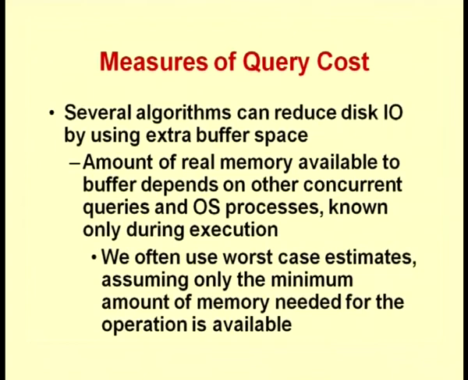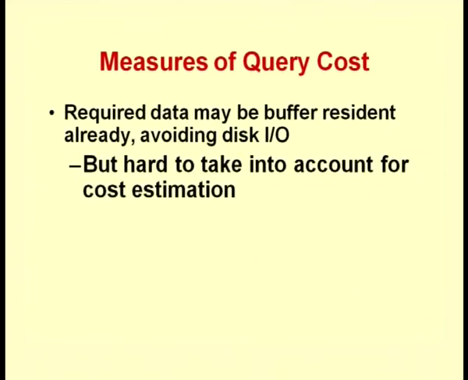There are several algorithms which can reduce disk IO by using extra buffer space. The amount of real memory available to the buffer depends on other concurrent queries and OS processes, and this is known only during execution. So, we most often use the worst case estimate, so that when we actually run the query, the operation performs better than estimated. Required data may already be buffer resident, avoiding disk IO, but this is hard to take into account for cost estimation, because we do not know what data is actually available in the buffer.